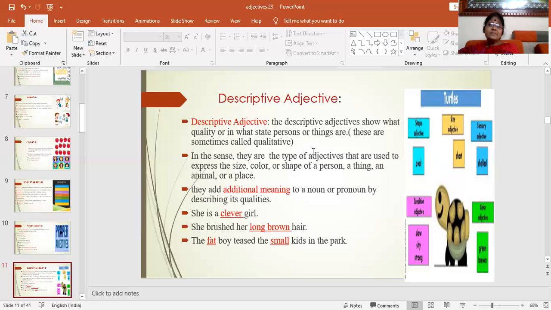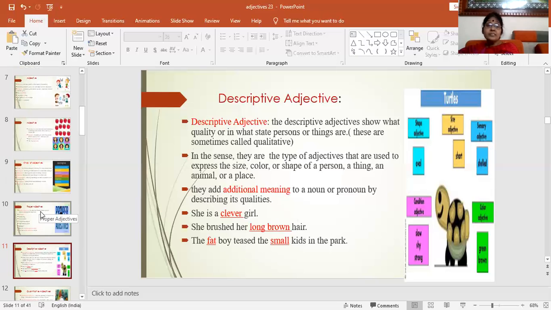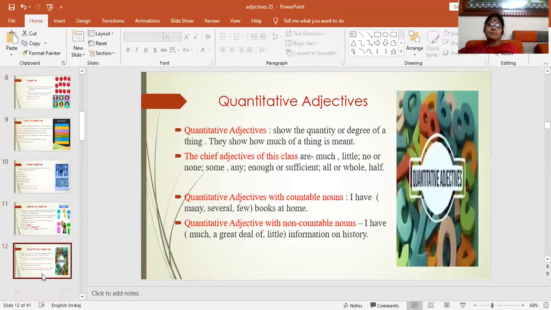So what is a descriptive adjective? The descriptive adjectives show what quality or in what state persons or things are. These are also called qualitative adjectives, in the sense they are the type of adjectives that are used to express the size, color, shape of a person, thing, or animal. For example, she is a clever girl. She brushed her long brown hair. The fat boy teased the small kids in the park. So we know what a proper adjective is, what a descriptive adjective is, right?